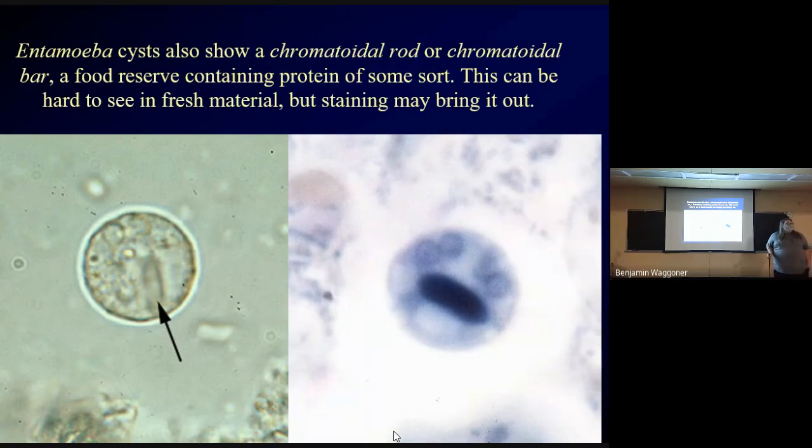The cyst also contained this body called a chromatoidal rod. It contains protein. It seems to be a food reserve. And if you stain them, over there on the right, that's a stained Entamoeba cyst. And you can see this big, kind of vaguely oval-shaped bar in the middle that stains very strongly. That's the chromatoidal rod. There's an unstained one on the left, and the rod is harder to see, but you can still make it out. So this is what you were looking for.